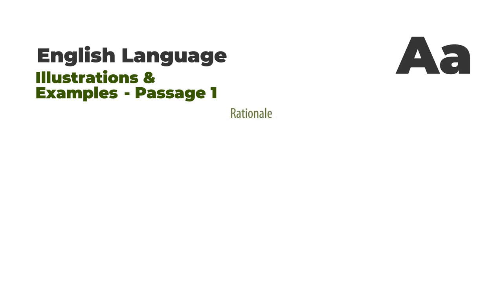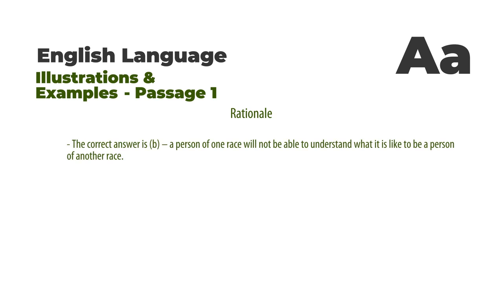Here is the rationale behind the choice. The correct answer is B. A person of one race will not be able to understand what it is like to be a person of another race. This option describes a problem related to an immutable characteristic, just like the problem in the passage about how humans cannot understand what it is like to be a bat.